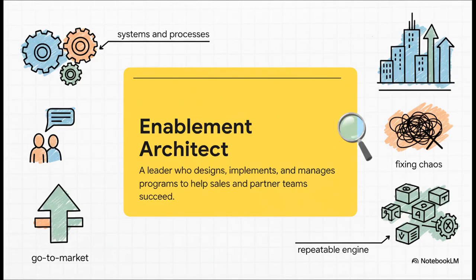Okay, so let's just get a formal definition on the table. An enablement architect is a strategic leader who designs, builds, and manages all the programs that help sales and partner teams win. But here's the crucial part you have to get. This isn't an admin role, it's a design role. They are literally building the systems and processes that make success scalable.